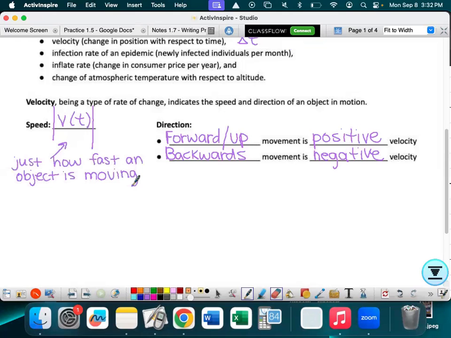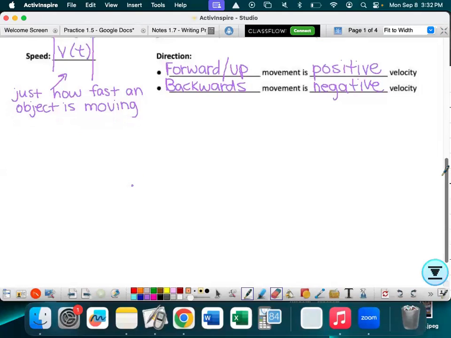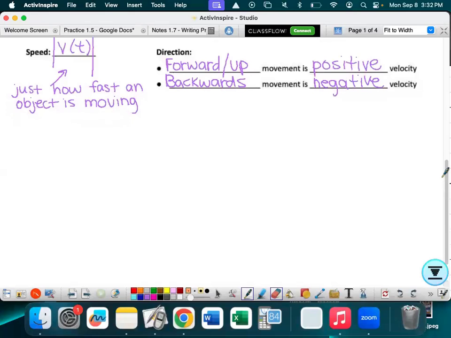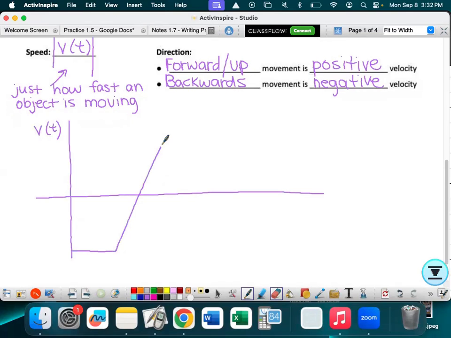All right, so I'm going to draw a velocity graph. It's a pretty basic one. I'm not going to go too crazy here. I'm going to draw this first, and then I'll talk about each section. So I want to interpret each section that I have going on here.